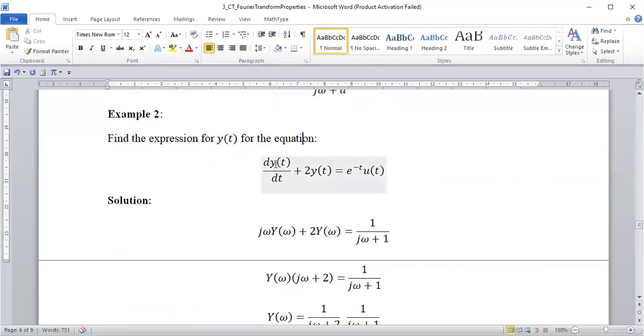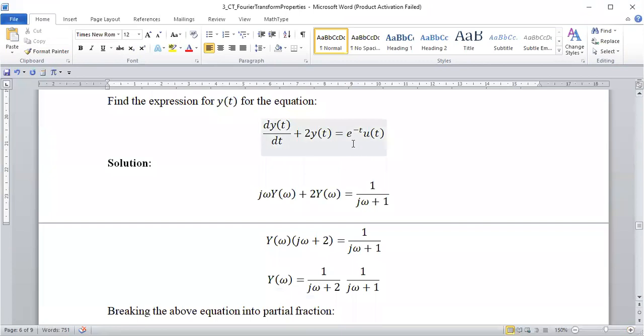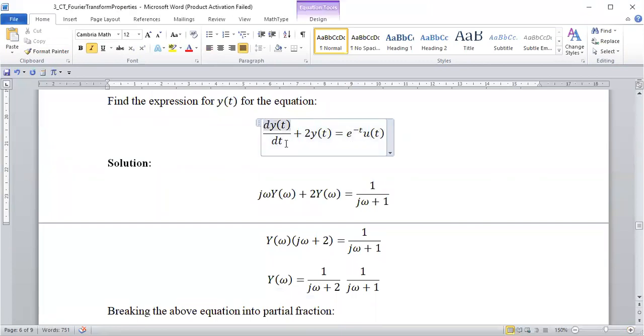The next question says that we should find the expression for y of t. So basically, we should solve this differential equation, and we are going to use the Fourier transform to solve it. We know that the Fourier transform of a derivative is simply multiplying by j omega the Fourier transform of y of t. Then the Fourier transform of this is simply 2 multiplied by Y of omega, and the Fourier transform of this e to the minus t u of t.